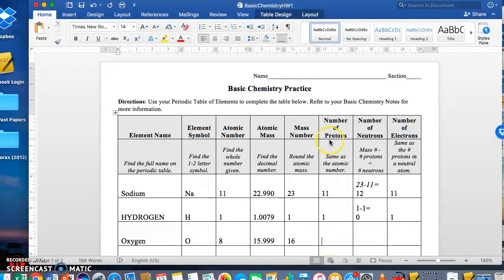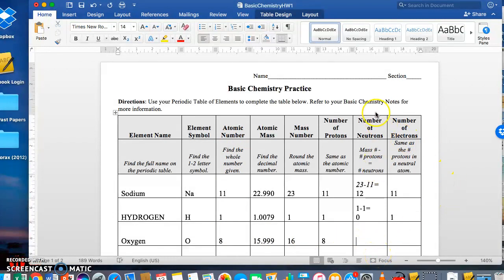Okay? So our number of protons is always the same as the atomic number. So remember, that's our defining characteristic. That's what tells us what type of element it is. So here, if we've got 8 for our atomic number, we should have 8 again for the number of protons.